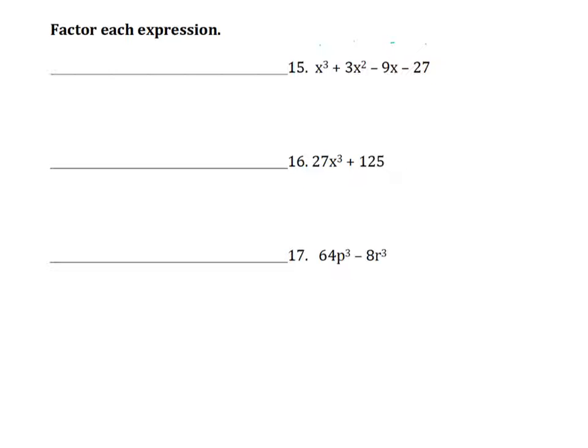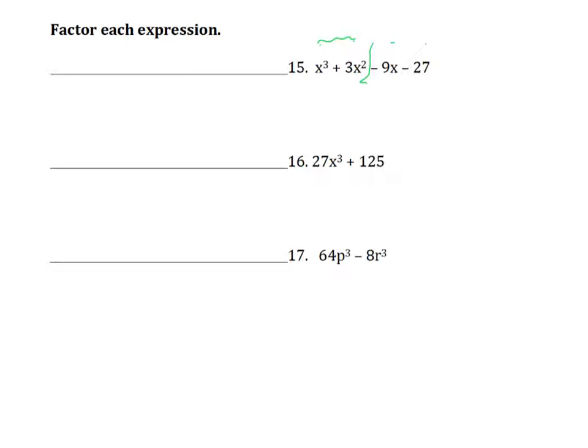And if you look at the first problem, number 15, notice how there are four terms. When you see four terms, most often you're going to be able to factor using the grouping technique. So let's go ahead and do that. The first step in grouping is to separate this into two groups. The second step is to factor out the monomial from each grouping.